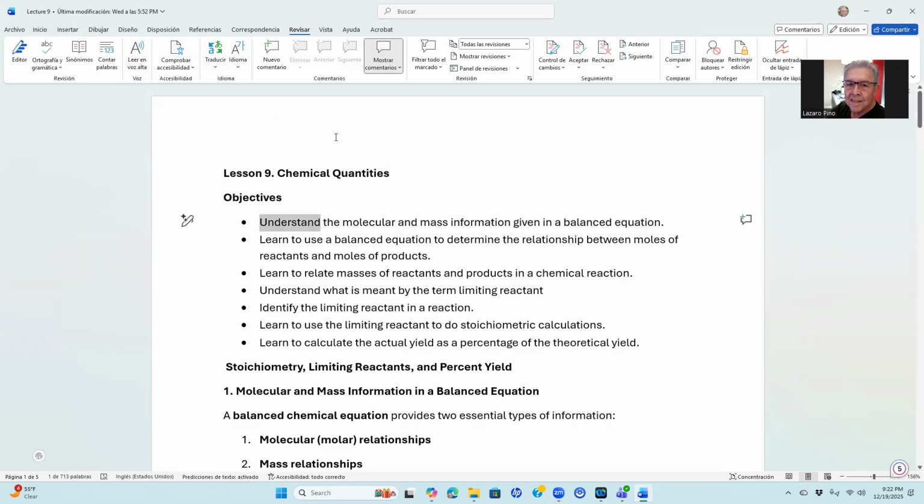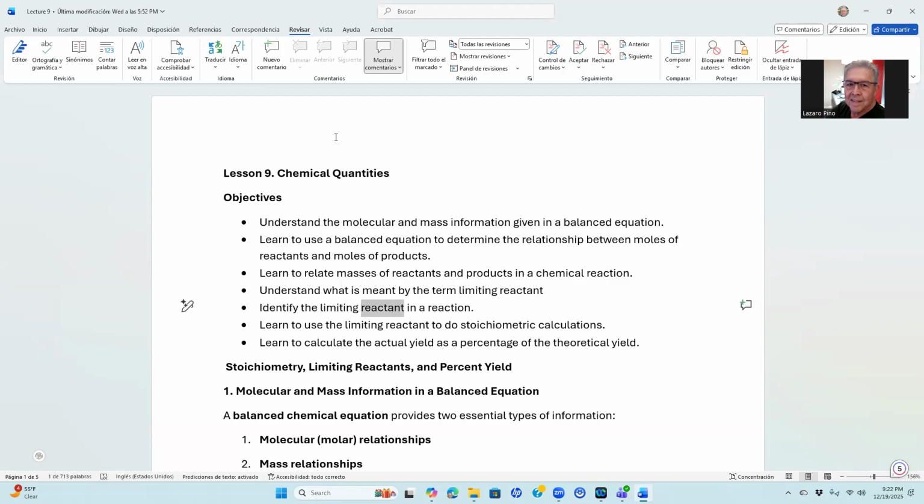Objectives. Understand the molecular and mass information given in a balanced equation. Learn to use a balanced equation to determine the relationship between moles of reactants and moles of products. Learn to relate masses of reactants and products in a chemical reaction. Understand what is meant by the term limiting reactant.